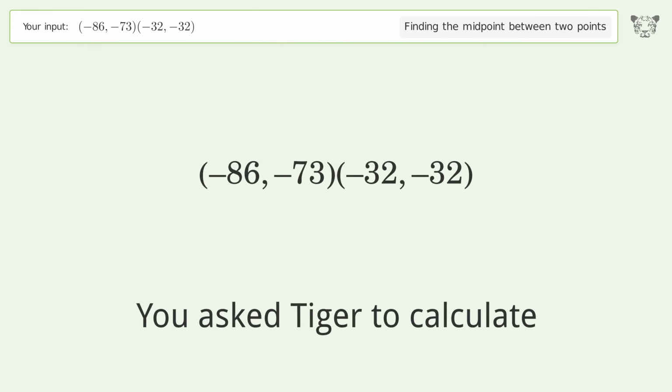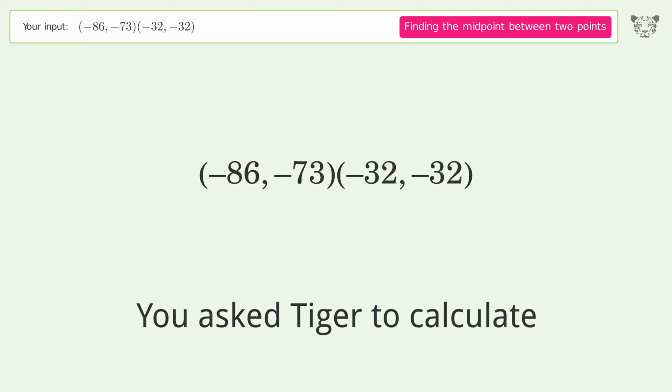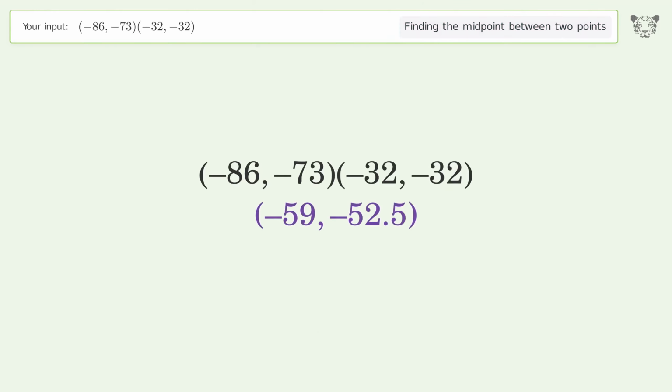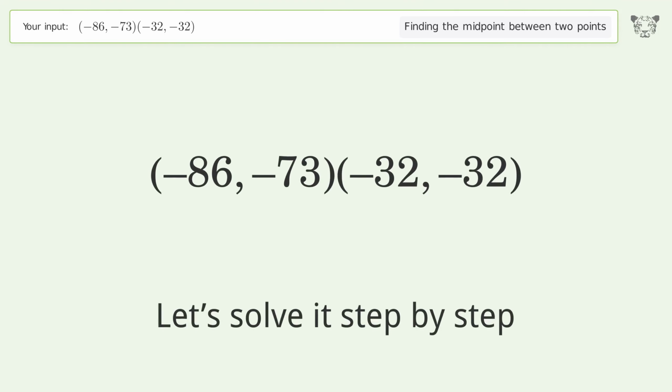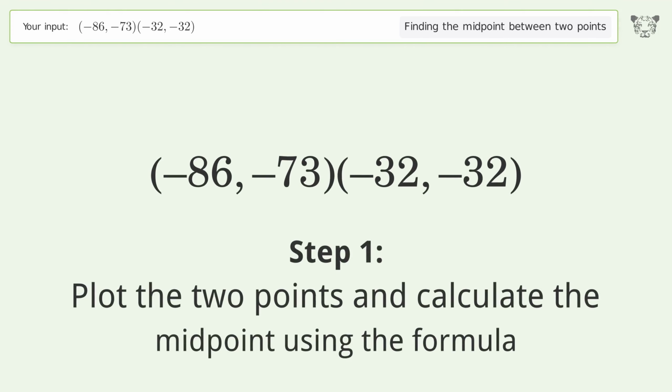You ask Tiger to calculate. This deals with finding the midpoint between 2 points. The midpoint between the 2 points is -59, -52.5. Let's solve it step by step. Plot the 2 points and calculate the midpoint using the formula.